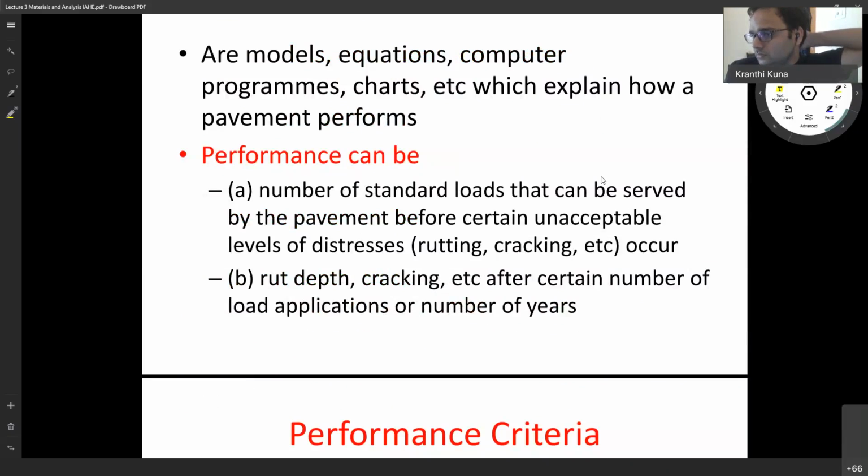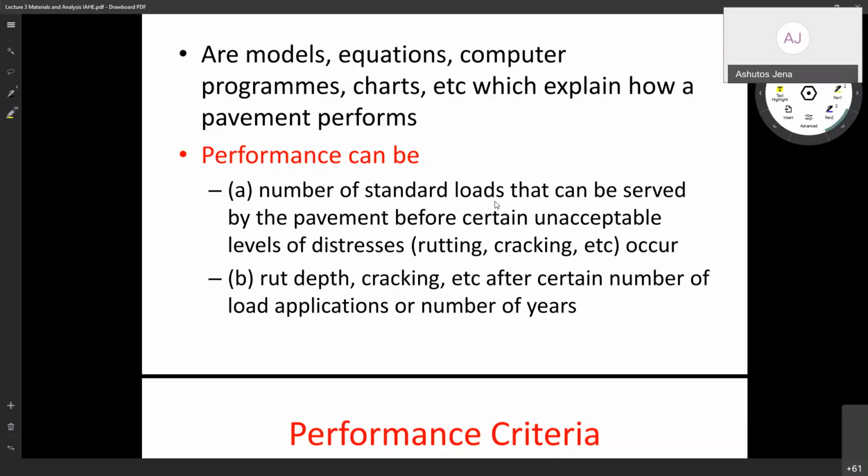One question, sir. Yes, please. Sir, in IRC 37, there is one mathematical formula for calculation of million standard axle load, that is N equal to 365A. There we are finding the cumulative standard axle load, and in the latter case we have studied equivalent standard axle load, where we are finding the equivalent standard axle load by multiplying by a damaging factor. So between them, which is more suitable for the design purpose?